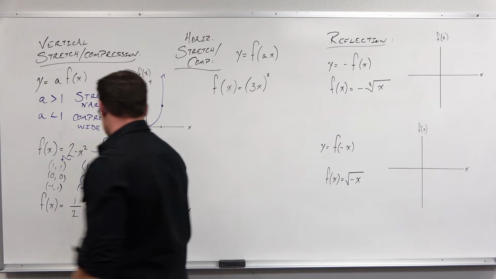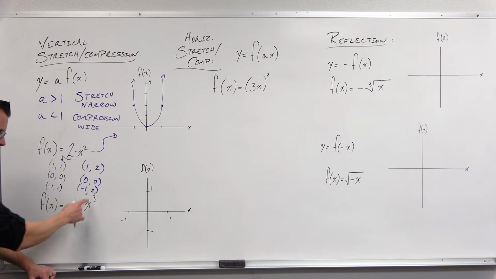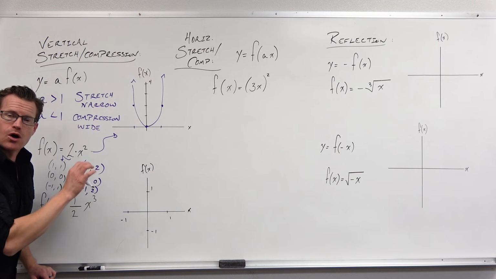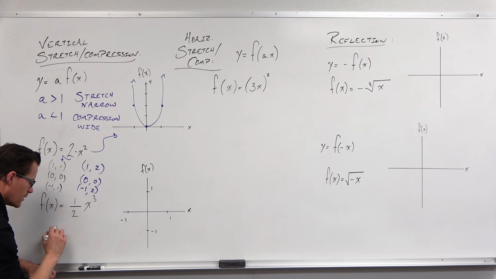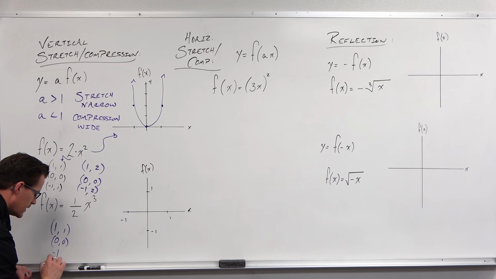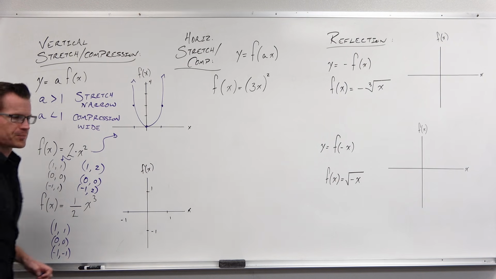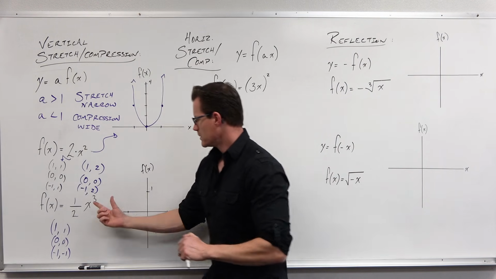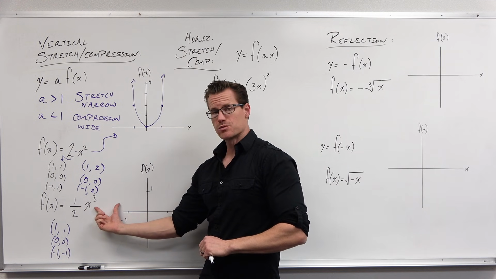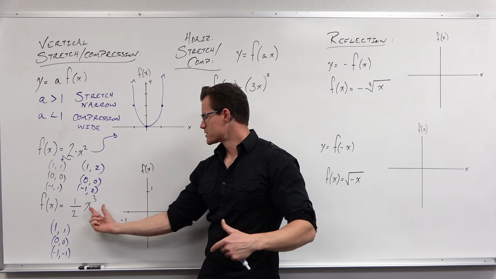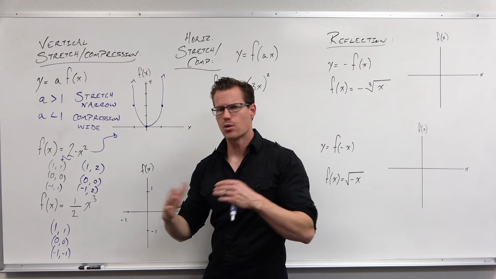That's what's going on. Now, how about the next one? What about 1/2 x to the third? So we're looking at going, all right, this is an x cubed graph. This is an odd graph. This has key points of 1, 1, 0, 0, and negative 1, negative 1. But what does this do? There's nothing added or subtracted, therefore there's no vertical shift. There's nothing added or subtracted inside the function, no horizontal shift.